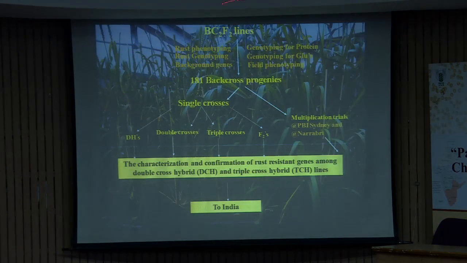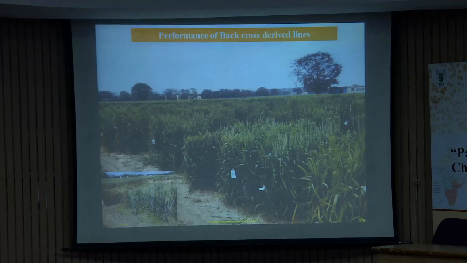So the overall program was this. We started with backcross lines. So high throughput phenotyping we did, then genotyping for the foreground selections, and background genes, other genes, APRs. And some quality work also we did. Then we developed through single crosses and double crosses. We had double haploids, which are already fixed, and double crosses and triple crosses, which are still segregating and we are selecting in the field. And we have F2. All these we shifted to India and we are evaluating this. We had taken multi-location trials at 2 locations, Sydney and Narrabri.